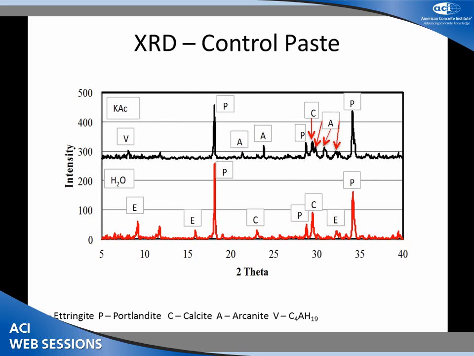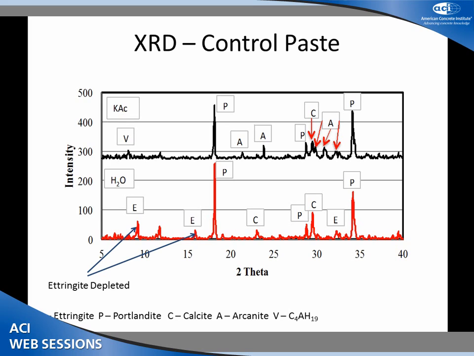I have a couple XRD slides and then some backscatter images. So this is a control paste. The bottom XRD graph will be the bars that were just placed in water, and the top one will be bars that were placed in the potassium acetate solution. And what we see with the ones that are stored in water, we have ettringite formation. Of course, we have our Portlandite.